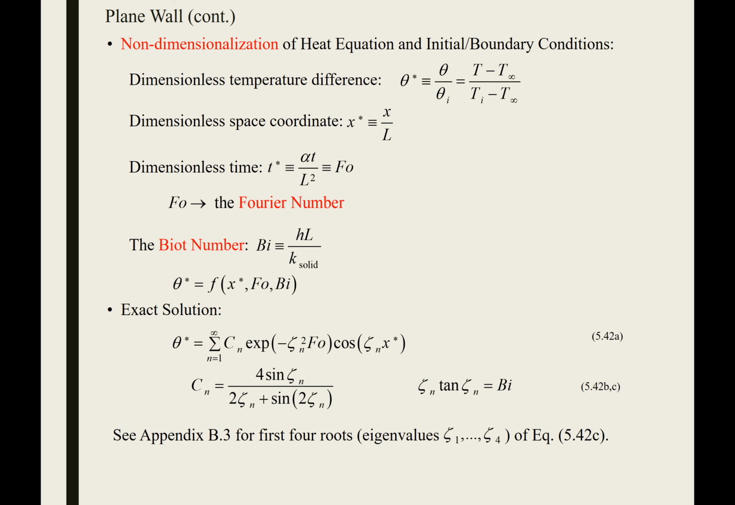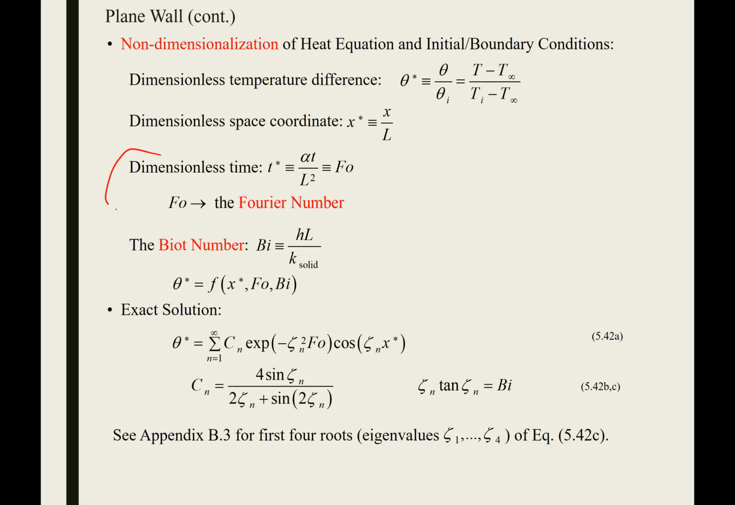We start out by defining this dimensionless temperature difference, which is theta star, defined as the temperature of our solid relative to T infinity divided by the initial temperature of our solid relative to T infinity, the ratio of those two things. We also have this dimensionless space coordinate, x over L. So instead of dealing with x equals 4 centimeters or 3 meters or whatever, we just ratio that to the full thickness of the wall, and so we end up with x varying from 0 to 1.